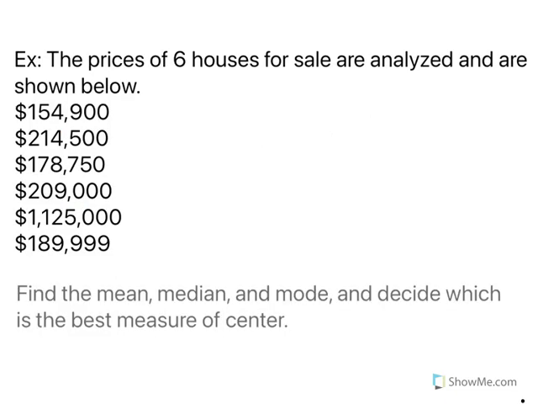First example, the prices of 6 houses for sale are analyzed and are shown below. The 6 prices are $154,900, $214,500, $178,750, $209,000, $1,125,000, and then $189,999. We're going to find the mean, median, and mode, and then decide which one is the best measure of center here.